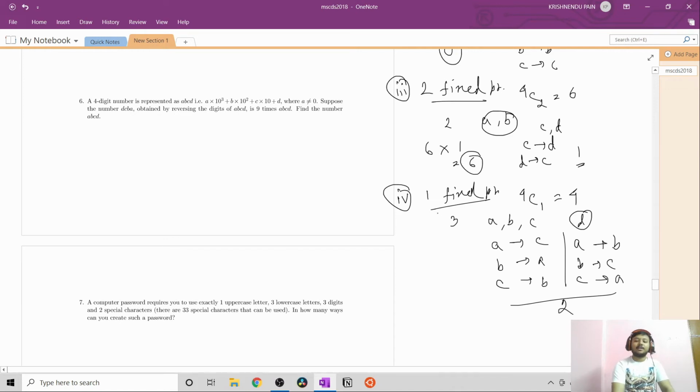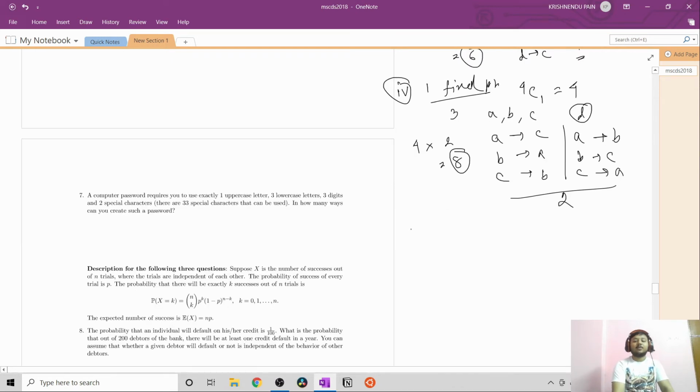Number of ways where this one fixed point, how many ways can this be possible? 4 into this can be possible in two ways, 2. So 8. So the total number of cases where there are fixed points is 1 plus 0 plus 6 plus 8, which is 15. And there are a total of 24 bijective functions. So the cases where there is no fixed point is 24 minus 15, which is 9. So 9 is the answer.